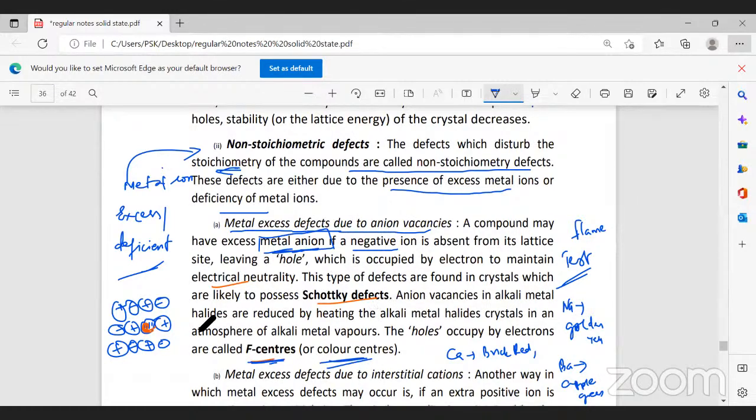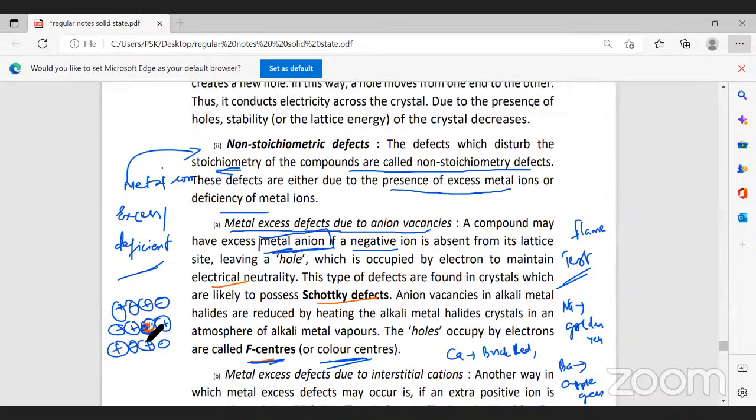That is, when an anion is missing from a lattice point, electrons will occupy that site. So when you show it to the flame, this electron will tend to move to a higher level, absorbing energy. When it comes back to its original position, it gives back the complementary color. So this electron occupying the hole is called an F center. These F centers are responsible for the metals giving different colors. Therefore, otherwise, they are called color centers.